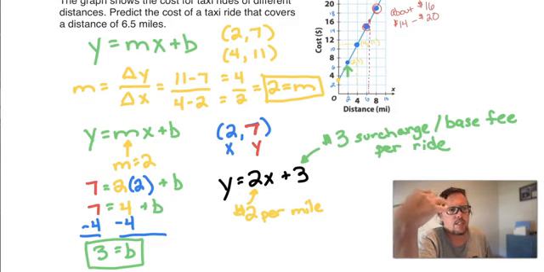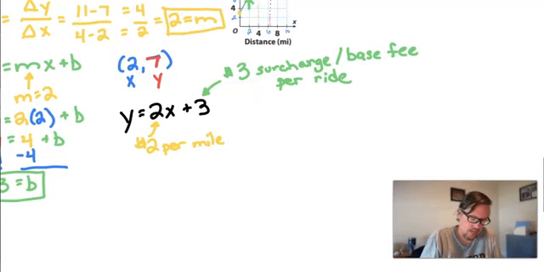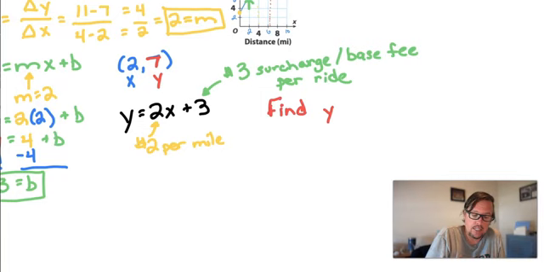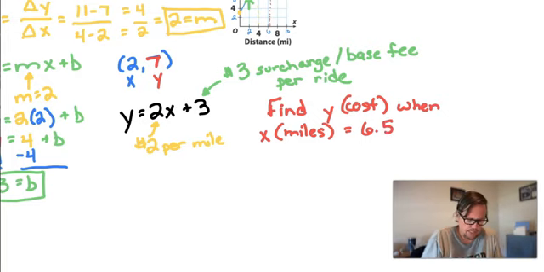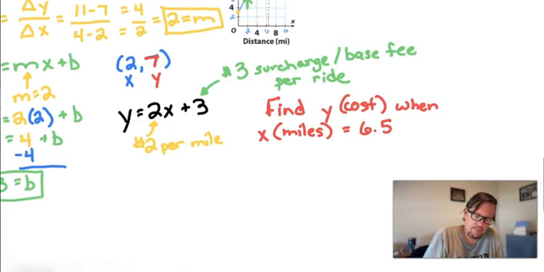Now the question was, what's the cost of a ride that covers 6.5 miles? We can see from the graph that miles was our x value. We've been measuring miles in x. So what the question is asking is, what is the value of y? So find y, the cost, when x, the miles, equals 6.5. So all we're going to do is take our equation, y equals 2x plus 3, and replace that x with 6.5.